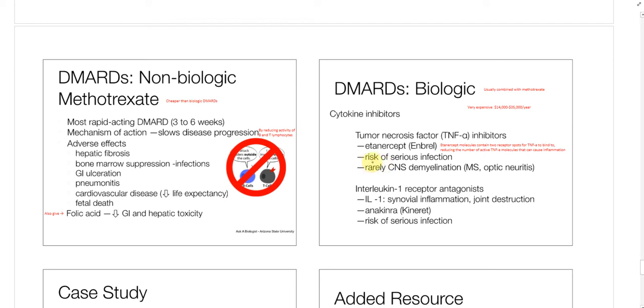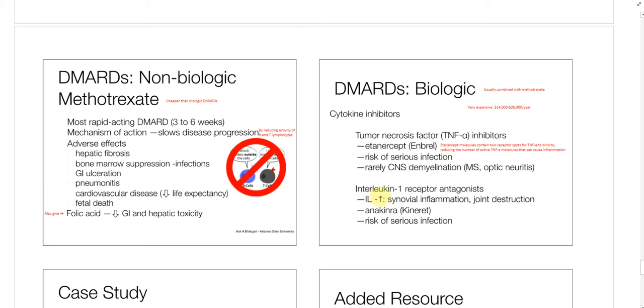And there is, of course, a risk of serious infection by taking etanercept, because we are limiting the action potential for our immune system. And rarely, weird, we can get CNS demyelination, like in multiple sclerosis and optic neuritis. That would be lots of fun.